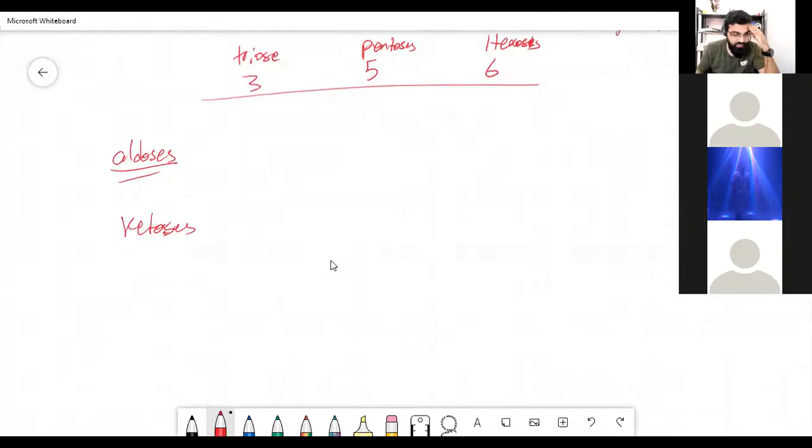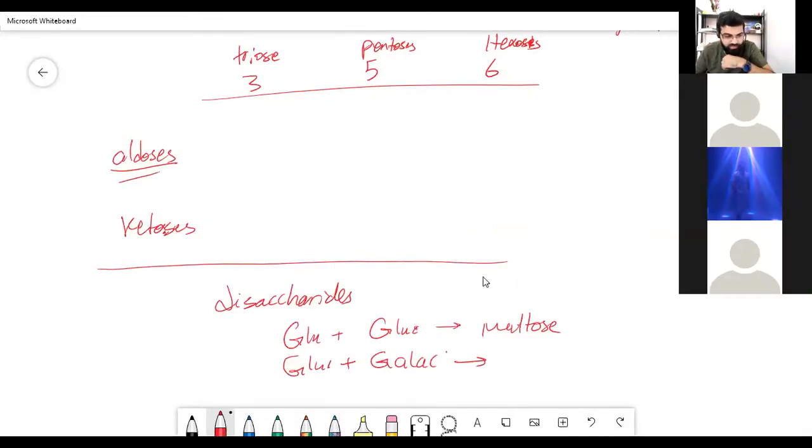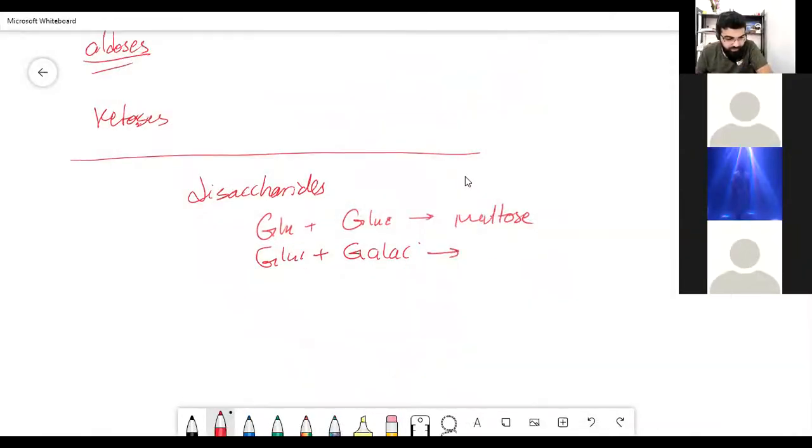Then we said these monosaccharides, when they bind together, give disaccharides. For example, glucose linked to another glucose gives you maltose. And glucose with galactose gives what? Do you know how to memorize it, guys? It's easy. We have 3 main examples. You have to know them. All of them have glucose.